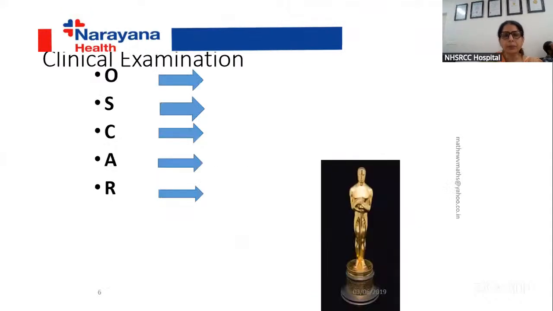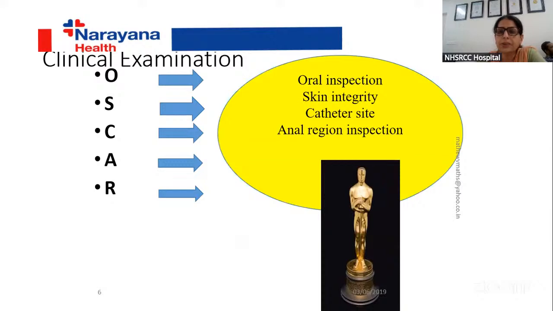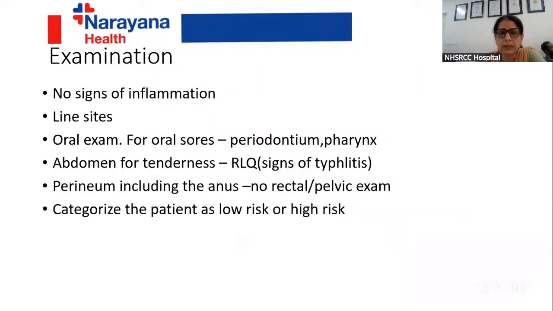So it goes by a mnemonic known as OSCAR, where O stands for examining the oral cavity. So in a neutropenic child, it is very, very important to look at the oral cavity, followed by the skin. If there is any breach in the skin, the catheter site, the most important cause of infection could be the entry site of the catheter. The anal region should be inspected in a neutropenic child, and look at the vital signs as we just discussed.